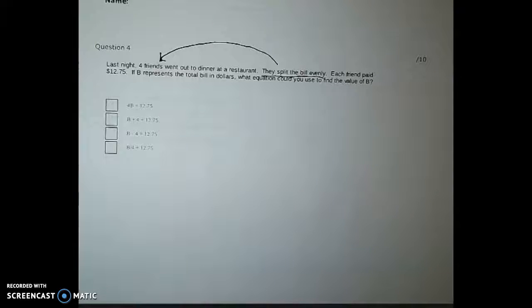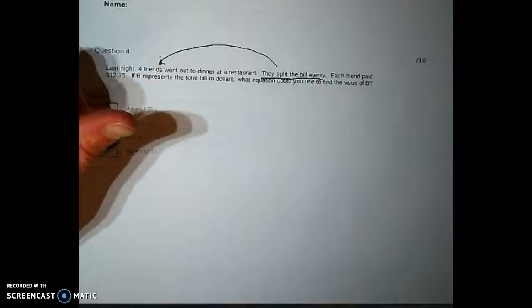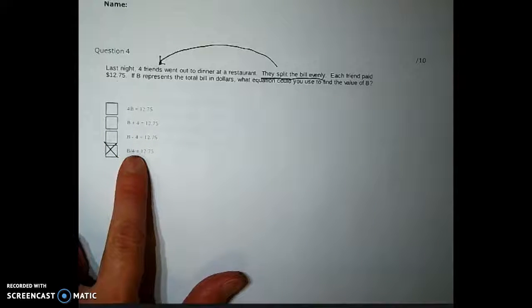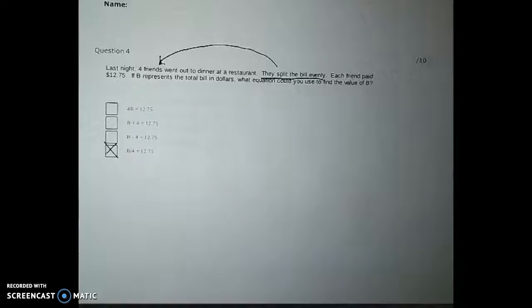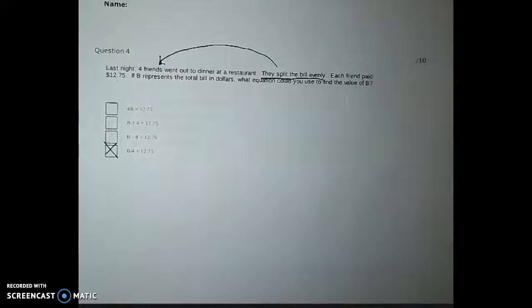So right now we know that we're splitting B among 4 friends, the bill among 4 friends. So that means we're dividing B by 4. And we know that when we divide B by 4, it's going to give us $12.75 because we know each person paid $12.75. So that means that my equation is going to be this very last one. The bill, B divided by 4, equals $12.75 because we split the bill among 4 friends.